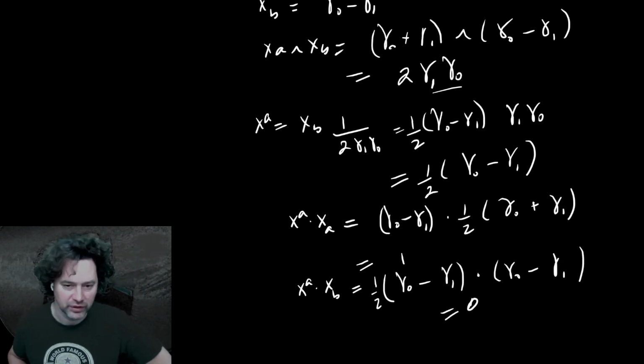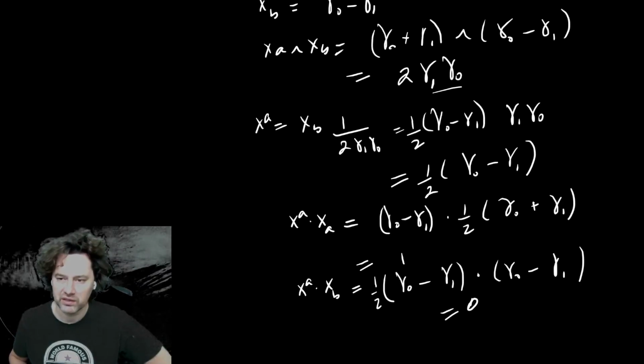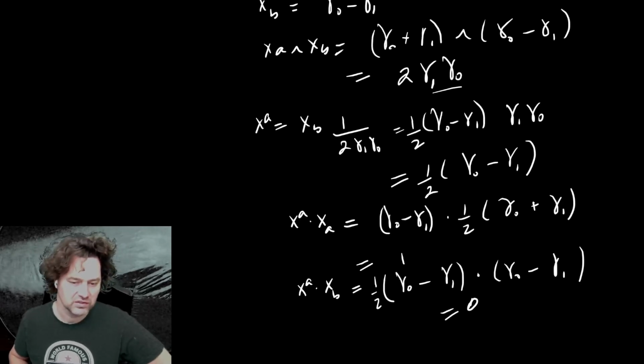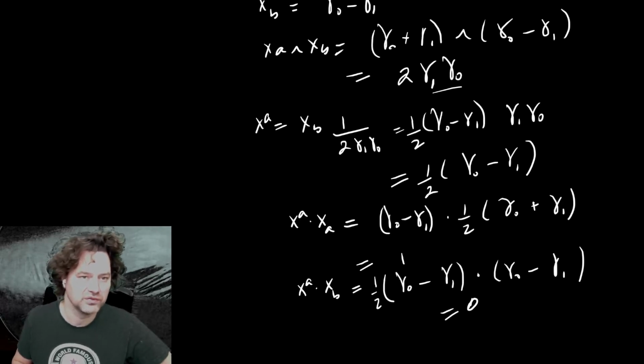So this works. And we could go and compute the same thing for x upper b, and clearly we're going to get half of gamma naught plus gamma 1 in that case. So that can also be left as an exercise to the viewer.